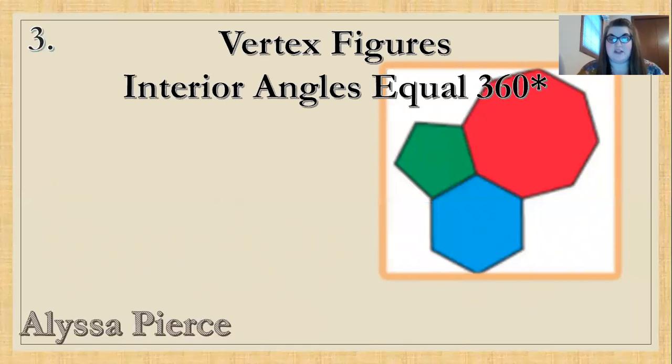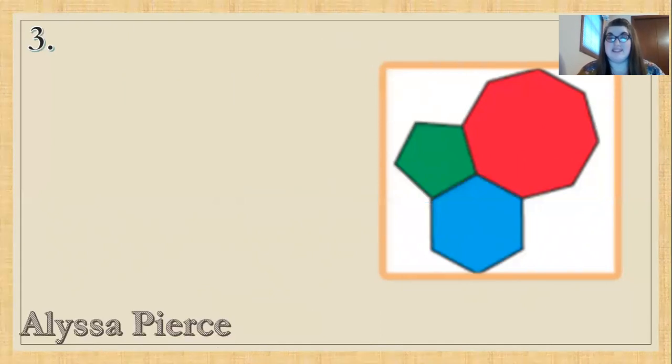For vertex figures, the interior angles equal 360. What that would mean is that the angles inside, meaning the green, the red, and the blue figure, would add together to be 360 degrees. Let's see if they do.